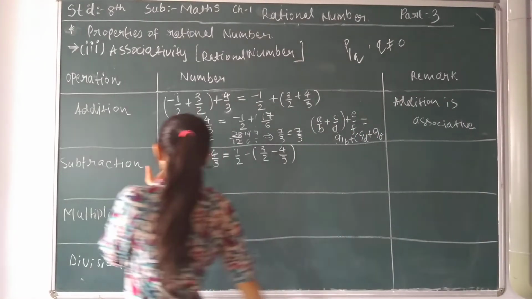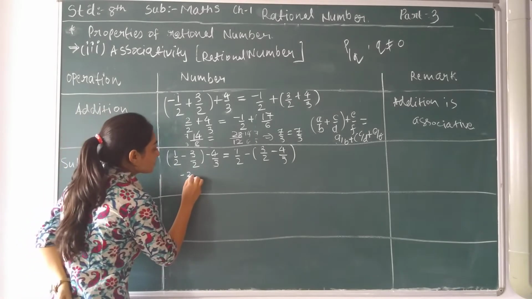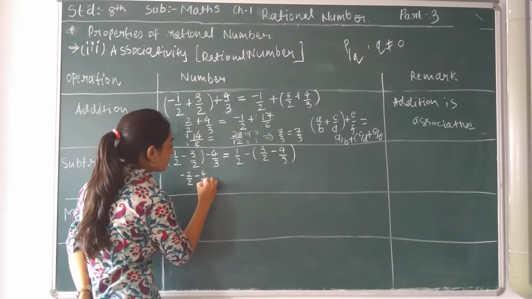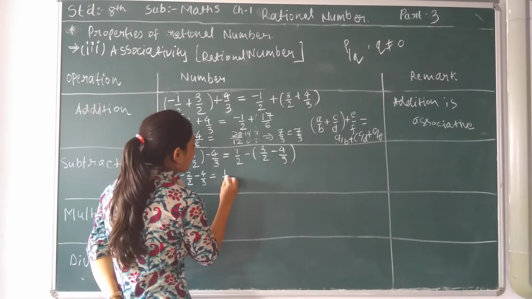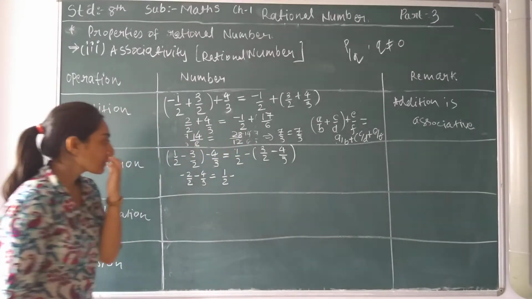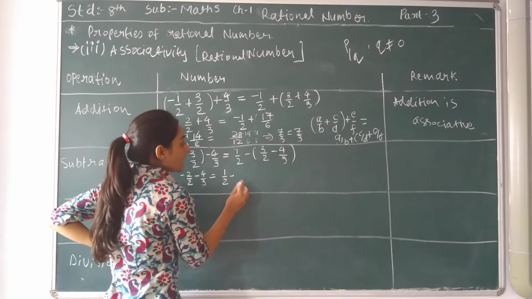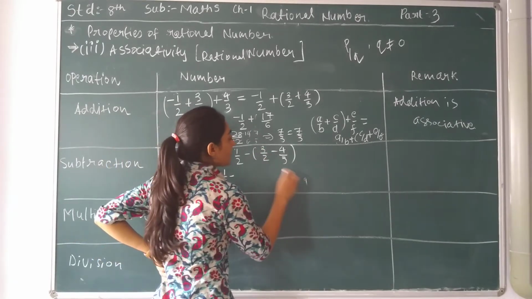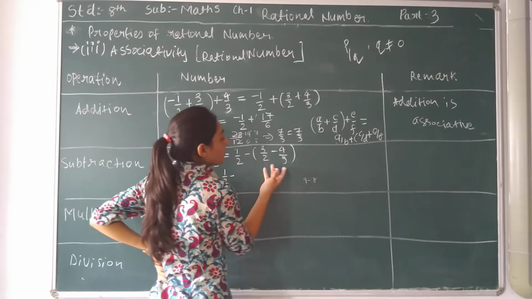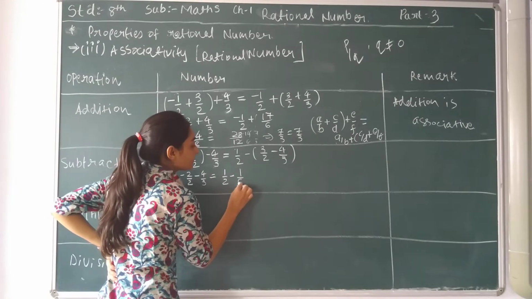So what remains over here is minus 2/2, minus 4/3. 1/2, minus, take the LCM. So 3 threes are 9, 3 threes are 9 and 4 twos are 8. And the denominator became 6. So 1/6 is the answer.